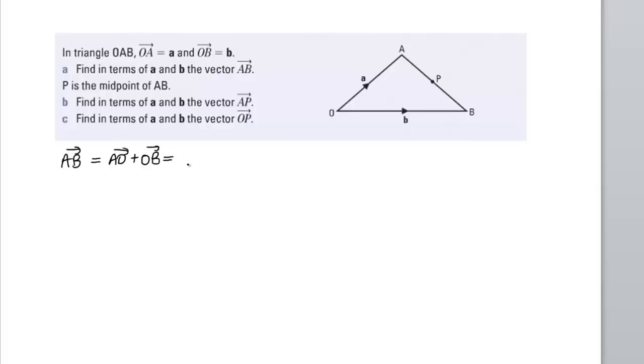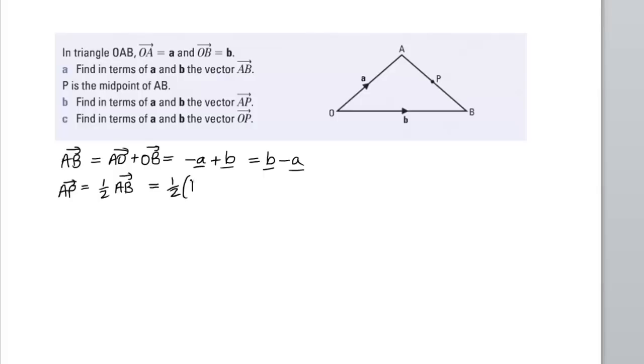AO is negative A, OB is B. So minus A add B. Also we could write that as B, take away A. They are comparable. P is the midpoint, so AP is a half of AB.